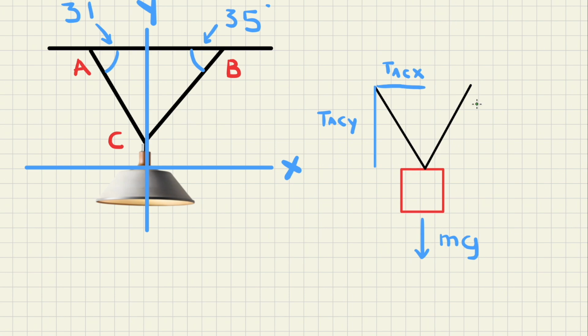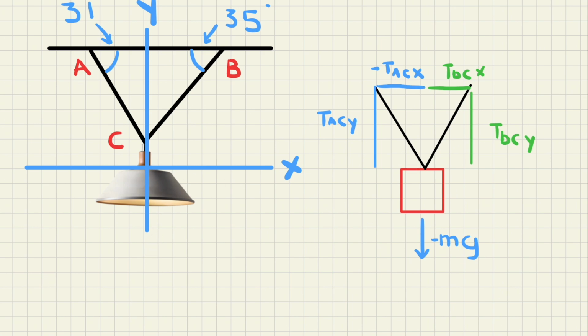And then I'll do this in a different color to differentiate. We have the tension in BC in the x direction, and the tension BC in the y direction. Since I've defined my x and y axis like this, this one is going to be in the negative x direction. This one is the positive x, this one is the positive y, and then this is going to be negative because it's in the negative y.